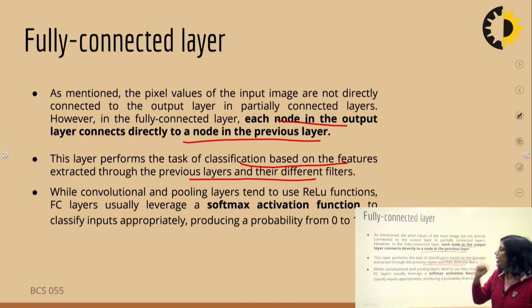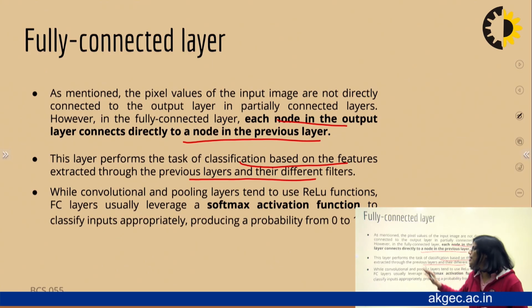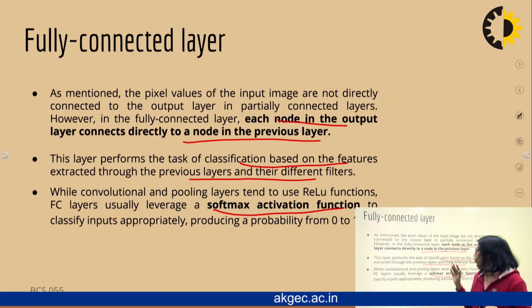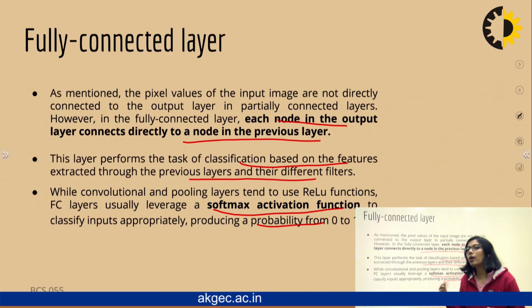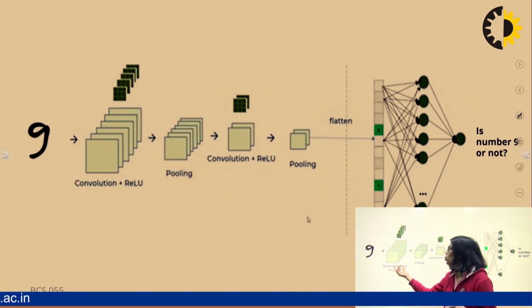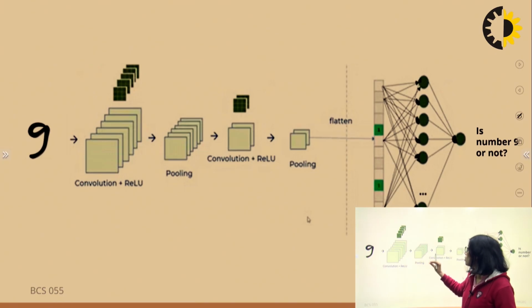In the convolution and pooling layers, we apply an activation function called ReLU. Whereas in the fully connected layer, we apply a softmax activation function, which produces a probability from 0 to 1, whether the number is 1 or which number it is. For example, if I have given the input image as this, I will do convolution plus ReLU. In this, I will identify various features. Then I will do pooling, in which my size will be reduced, and then again there could be many combinations of convolution and pooling layers.